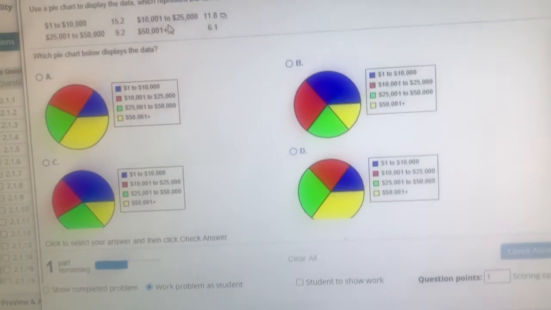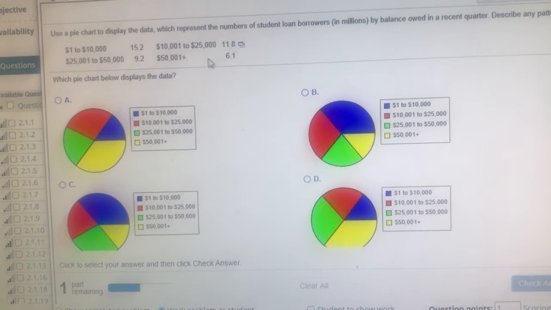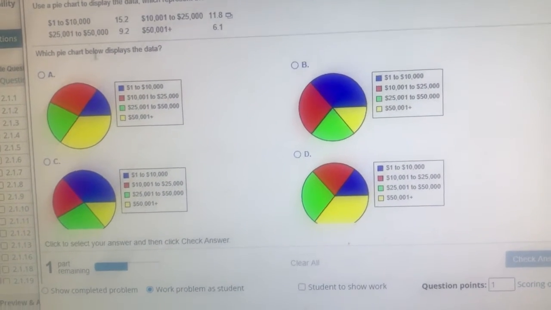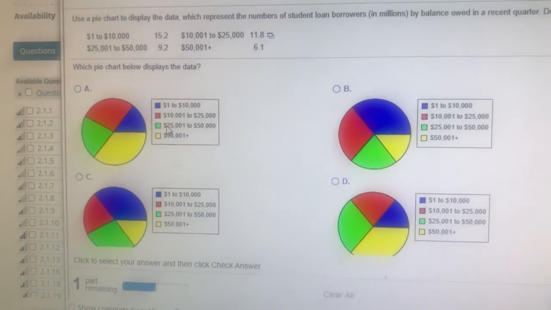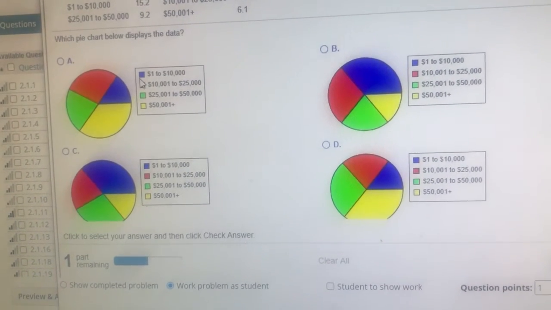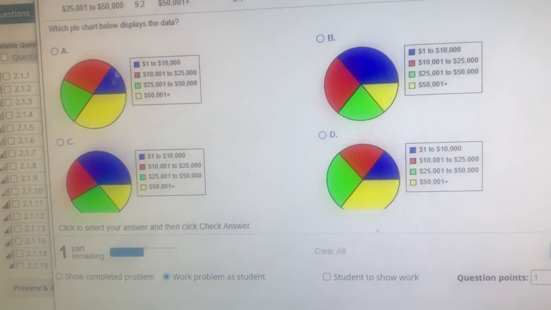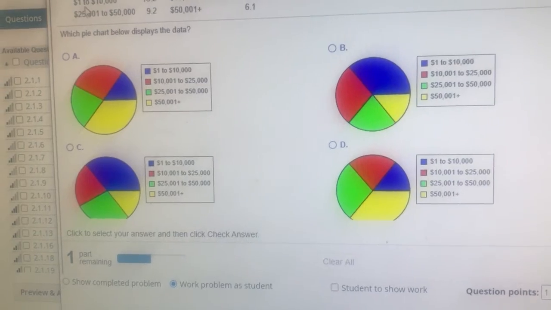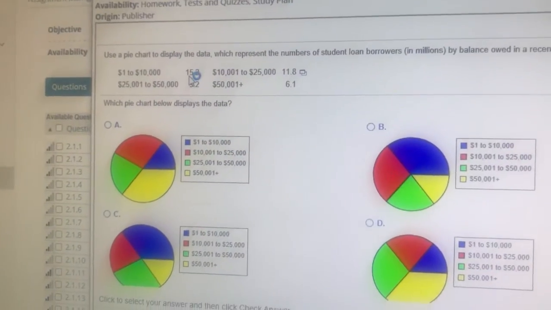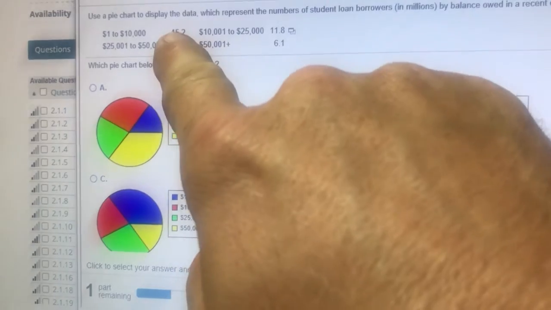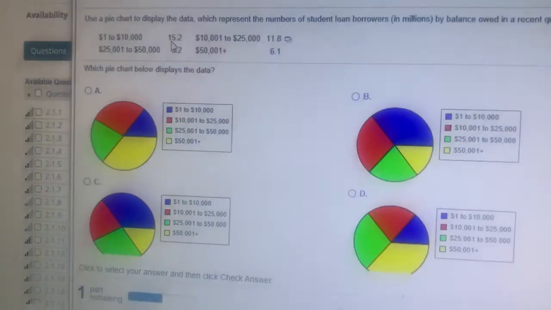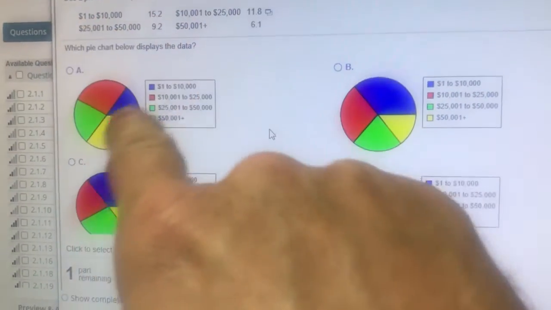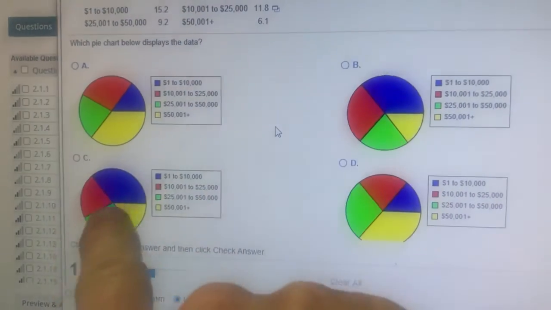If we just look at the numbers in general, the biggest one is the 15.2, which is 1 to 10,000. Now, if you go down here, 1 to 10,000 is in blue. This is not the biggest one here. If you look at the numbers here, this is the biggest right here, 1 to 10,000. These are all smaller, so this is the biggest. So 1 to 10,000 is blue. It should be the biggest.